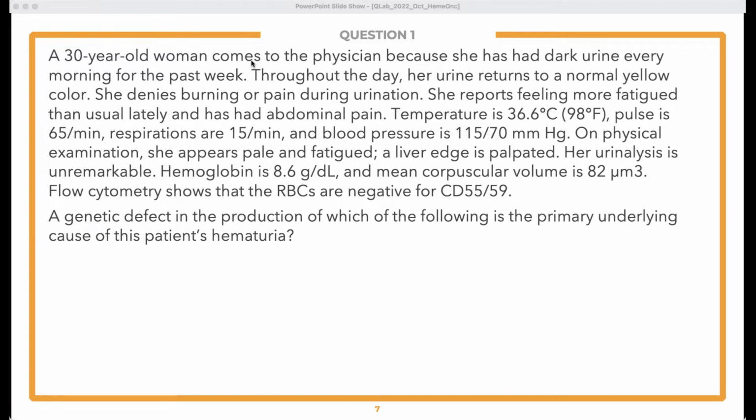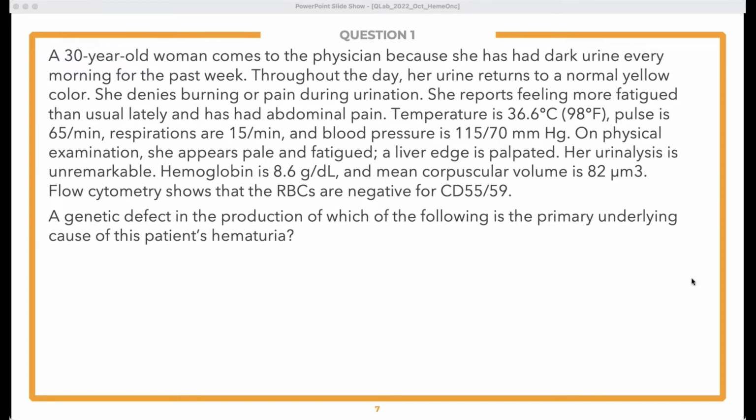So again, the question: a genetic defect in the production of which of the following is the primary underlying cause of this patient's hematuria? Before I turn it over to Paris, I'm going to ask you how many steps you think it's going to take. Do you think this is a one-step question, a two-step question, a three-step question? Go ahead and head to the question box and let us know what you think, and I'm going to pass it over to Paris. Paris?